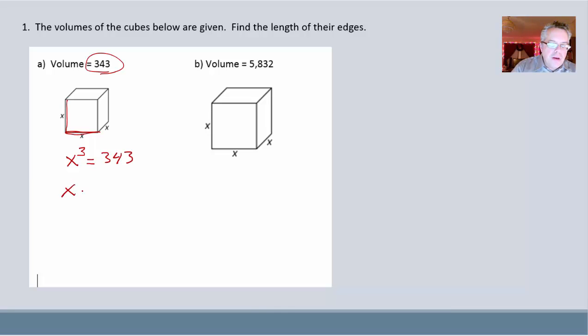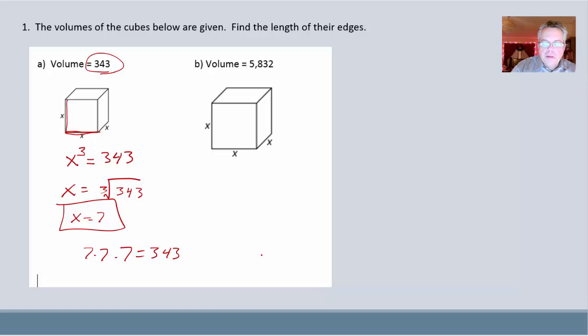Well, that is the job for cube root. So the little 3 here on the radical sign means it's the cube root. So we want the cube root of 343. Okay, so that'll tell us. On the calculator, if you do this, you'll get x equal to 7. So what that means is that 7 times 7 times 7 is 343.